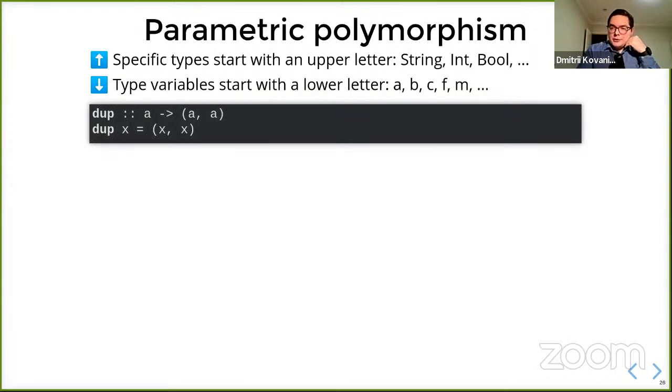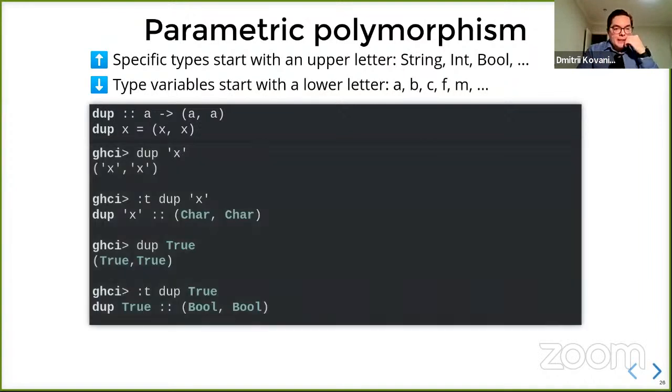And let's write the first polymorphic function. This function is called dup, it takes an element and returns a pair of the same element twice. You see its type: it's variable a, not a specific type, just some type variable, and we get a pair of the same type twice. If we get a char, we get the same char twice. If we get a boolean, we get the same boolean twice. And if we check the type of this function applied to a specific value, we can see that the type corresponds. So this is parametric polymorphism, a way to write functions that work with any type. You just use type variables, and they need to match.